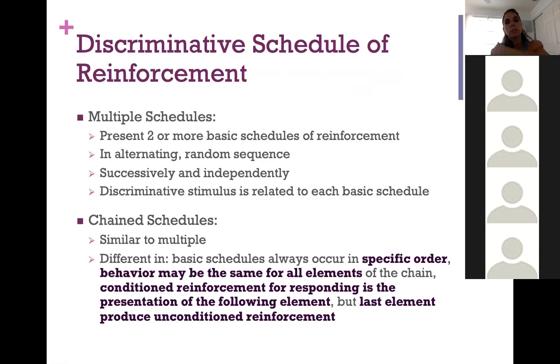And a discriminative stimulus is related to each basic schedule, which means we have two schedules of reinforcement, right? They happen one after the other, but we don't have a specific order for them. They're independent from each other, and each basic schedule has a discriminative stimulus related to it. When I say basic schedule, what do I mean?